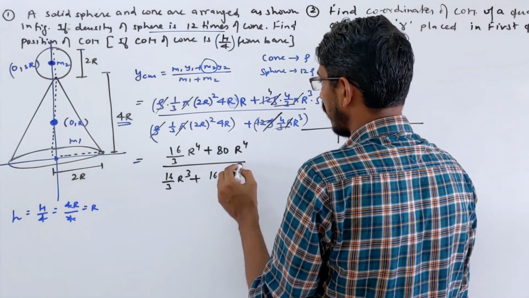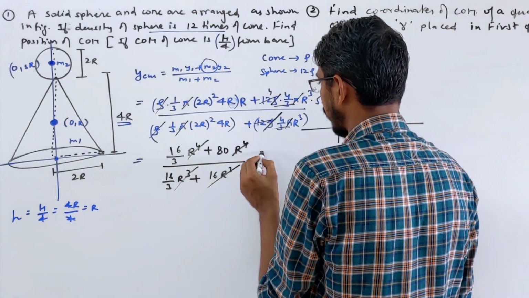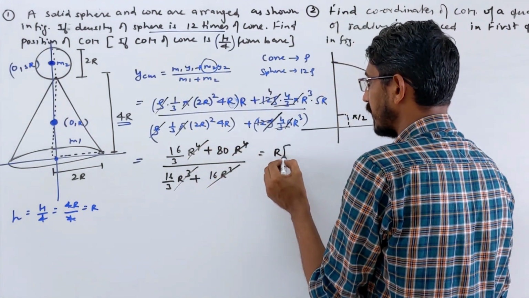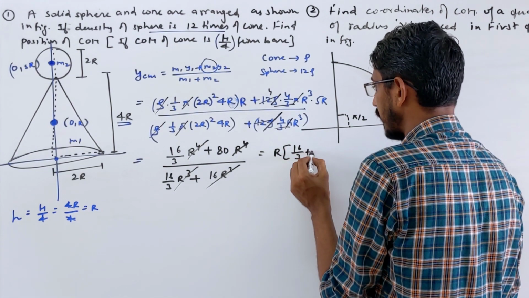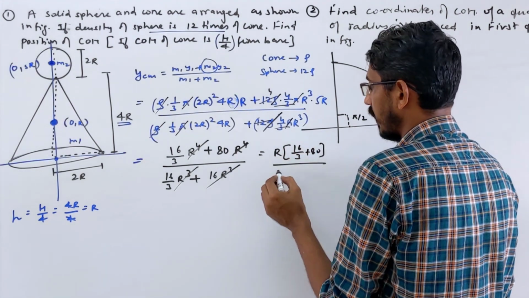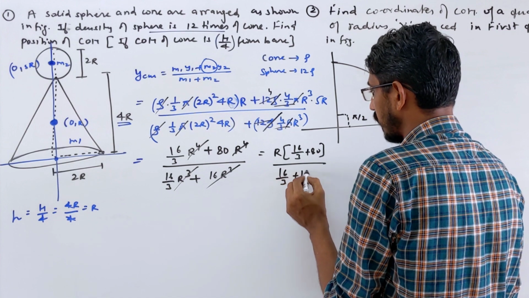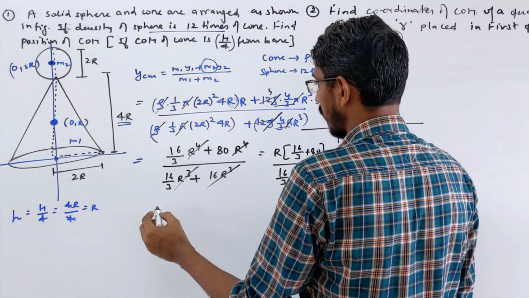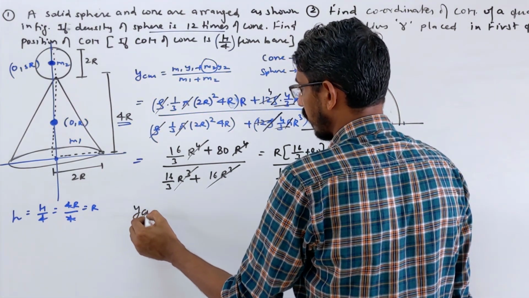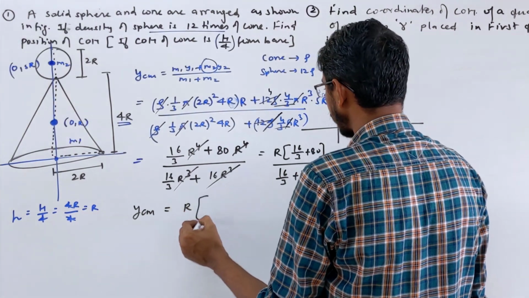So let's first cancel r cube. Everywhere r cube we cancel. So on top I take r common, then what is remaining? 16 by 3 plus 80. Down, what is remaining? 16 by 3 plus 16. Okay, let's simplify this. So what we are getting? We have to calculate ycm, which is r.